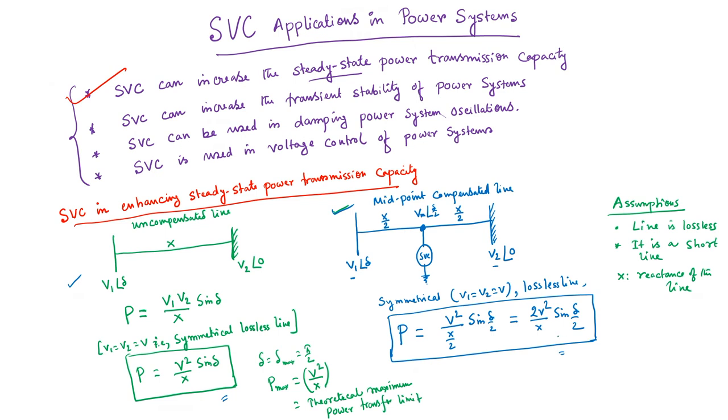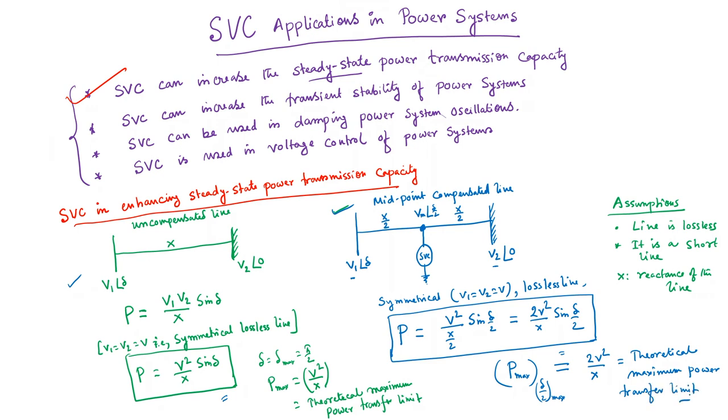Whereas, for this symmetrical midpoint compensated line, this P max corresponds to delta by 2 max, which is equal to 180 degree. So, it corresponds to 2 V square divided by x. So, this is the theoretical maximum power transfer limit.